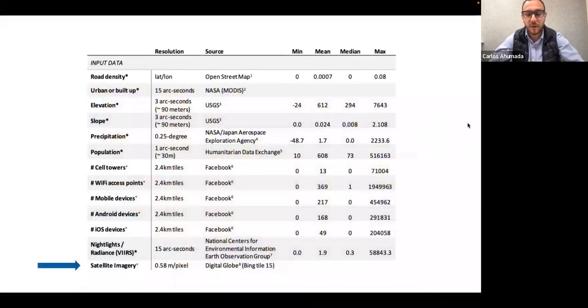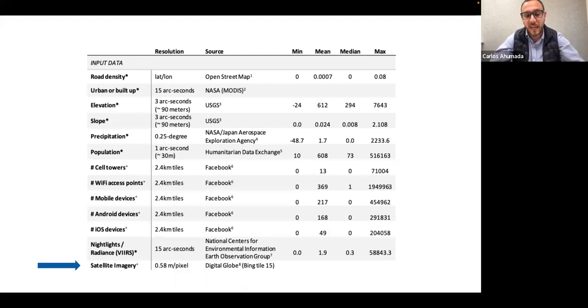And here is exactly what I was talking about. This is how our relative wealth index is composed, the different variables that we use as input. So we use road density, elevation, slope, precipitation, the total population, and the variables that we see here with the hashtag are data that we collect here at Meta. So it's the number of cell towers that we identify in that area of 2.5 square kilometers, the number of Wi-Fi access points, the number of mobile devices, and whether it is Android or iOS.